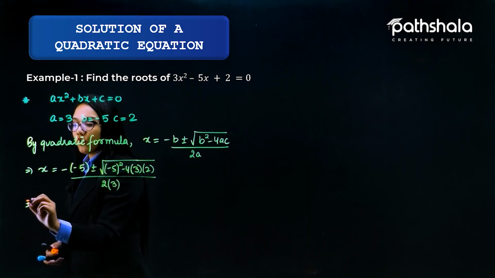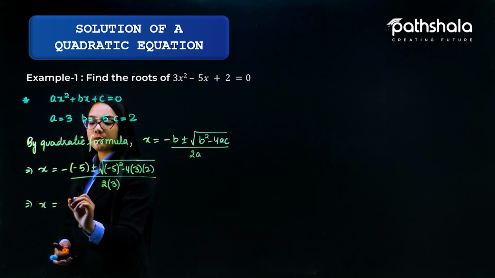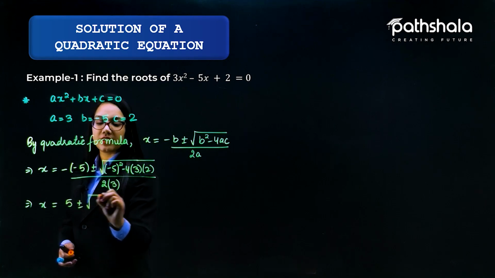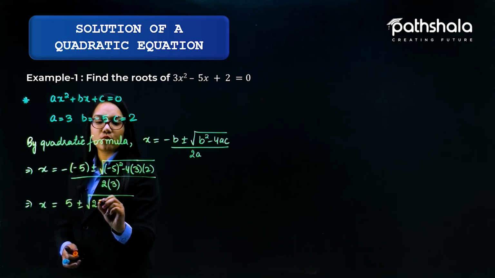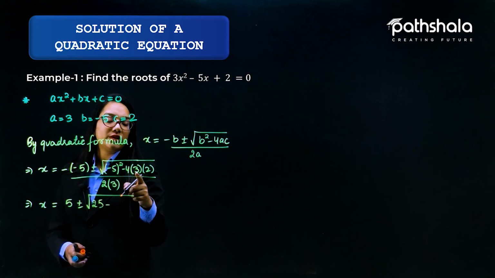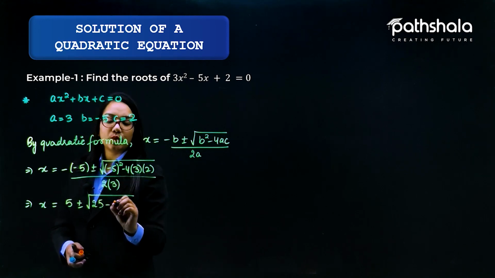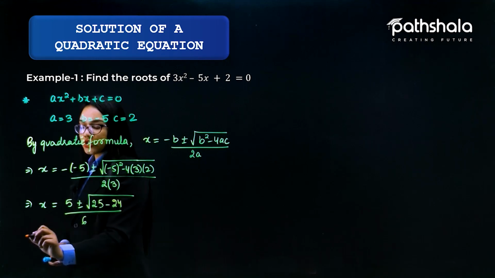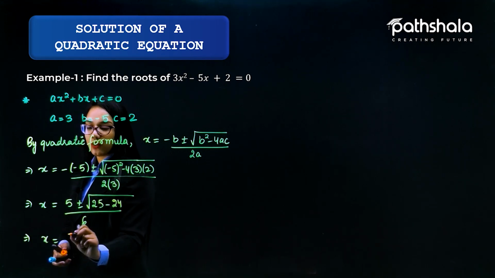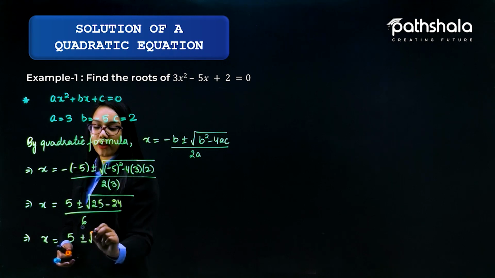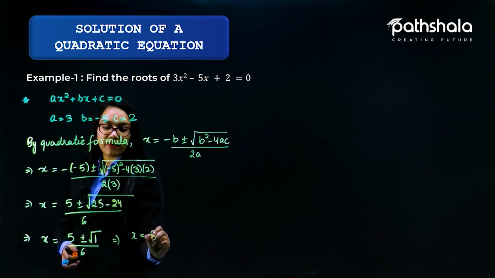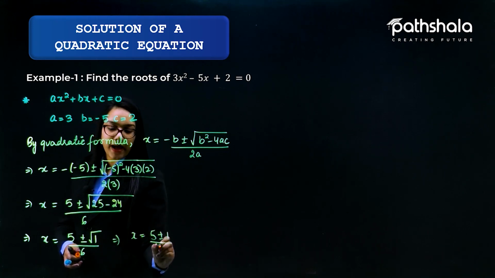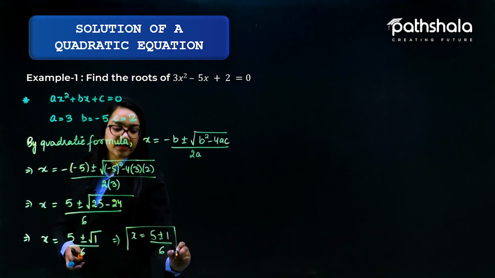So we have the value of x as minus of minus is plus, so this is plus 5 plus minus square root. Minus 5 whole square is 25, minus 4 into 3 is 12, 12 into 2 is 24, whole divided by 3 into 2, which is 6. So at the end we get x is equal to 5 plus minus square root of 25 minus 24, which is 1, divided by 6. Furthermore, we can write it as x is equal to 5 plus minus 1 by 6, because the square root of 1 is again 1.